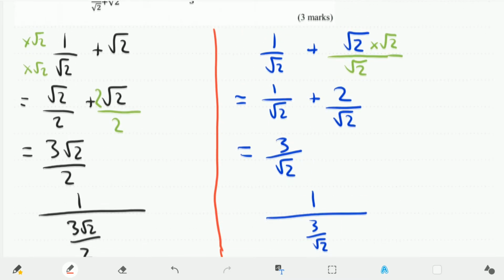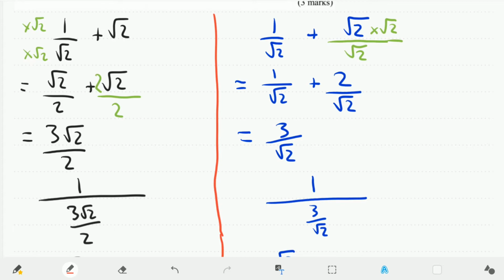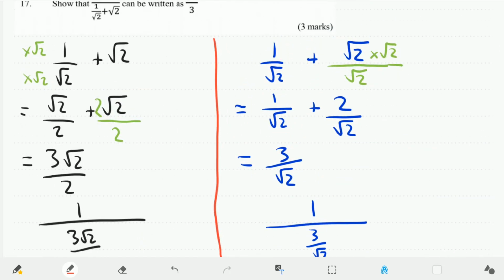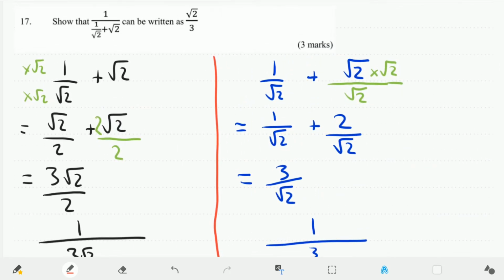On the right, we chose not to rationalize the fractions in the denominator and just chose to add 1 over root 2 and root 2 together by giving root 2 the same denominator. That gave us 1 over root 2 plus 2 root 2, creating 3 over root 2. And when you find the reciprocal of that, you get root 2 over 3. And that was the answer to the first question.